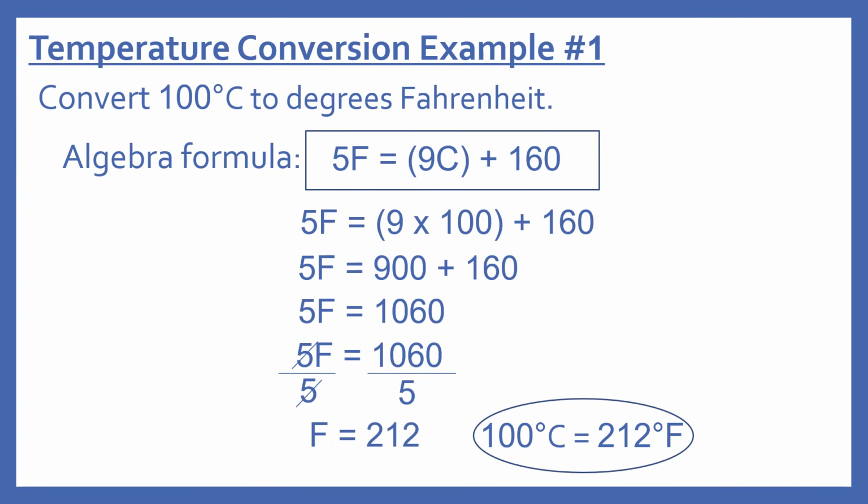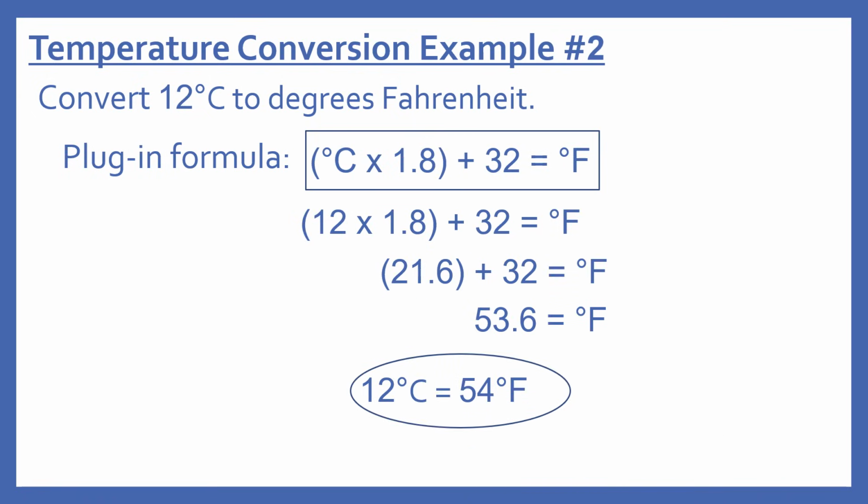So 5F equals 1060. And then in algebra, what we do to one side, we have to do to the other. So we want to get our F by itself. In order to do that, we're going to divide by 5. Because 5 divided by 5 equals 1, and 1F we can simplify to F. So 5F divided by 5 will give us F. What we do to one side, we have to do to the other. So we have 1060 divided by 5, and that equals 212. So F, our degrees Fahrenheit, will be 212. 100 degrees Celsius equals 212 degrees Fahrenheit.